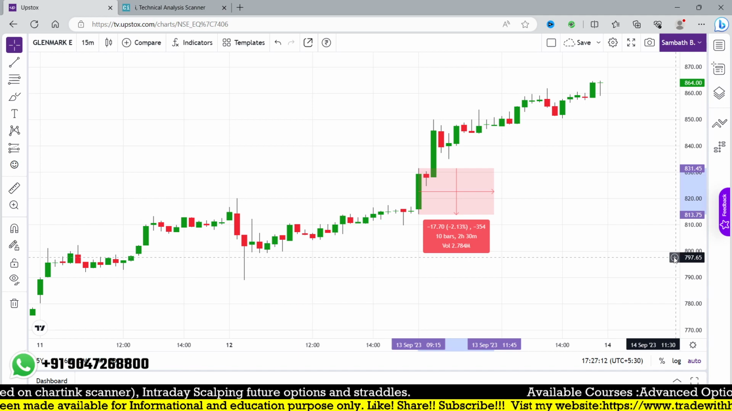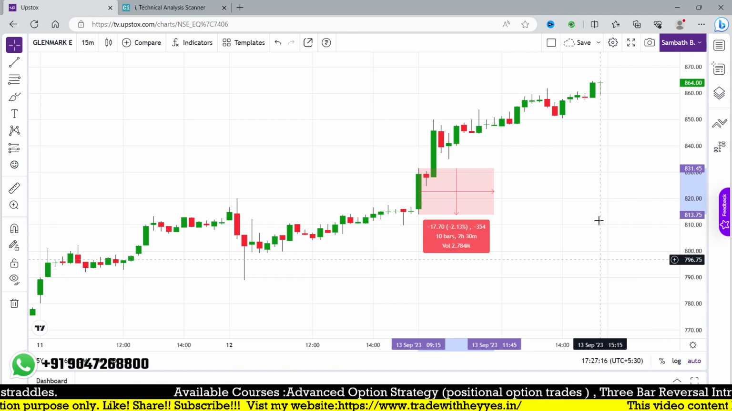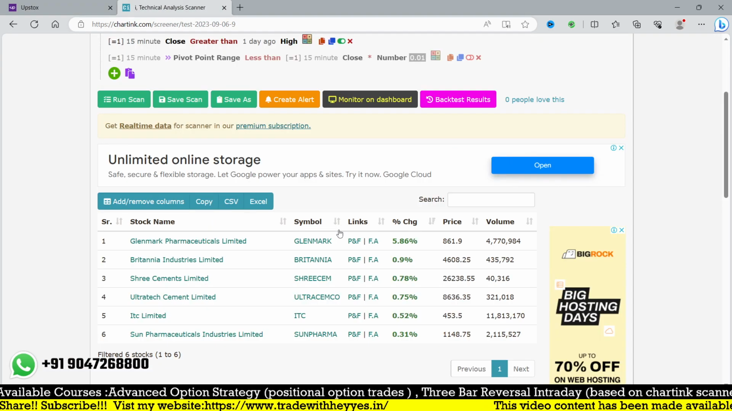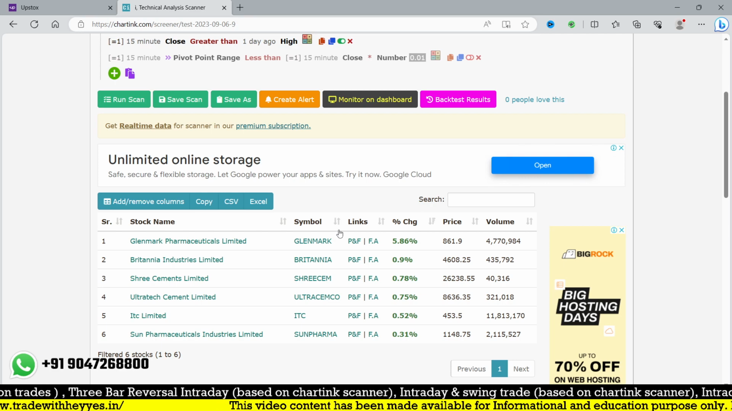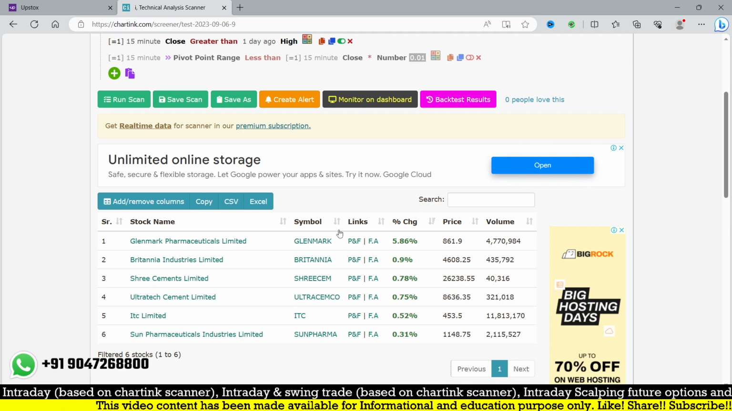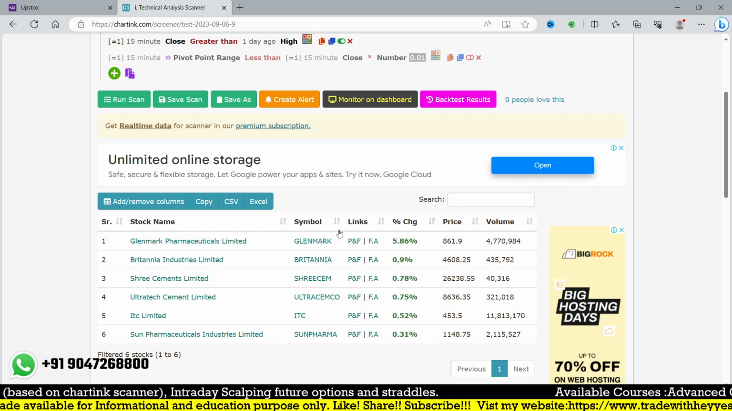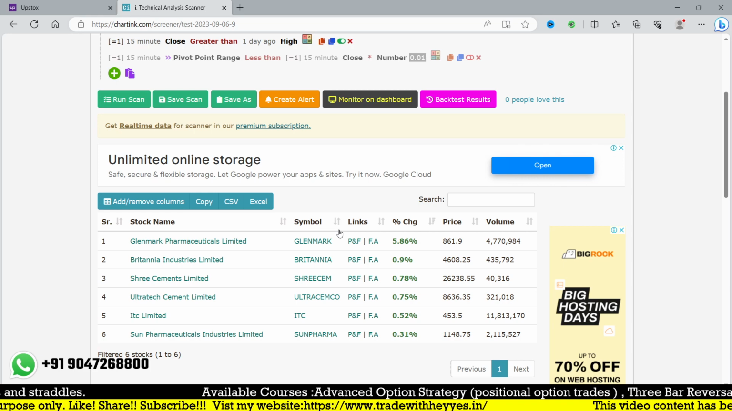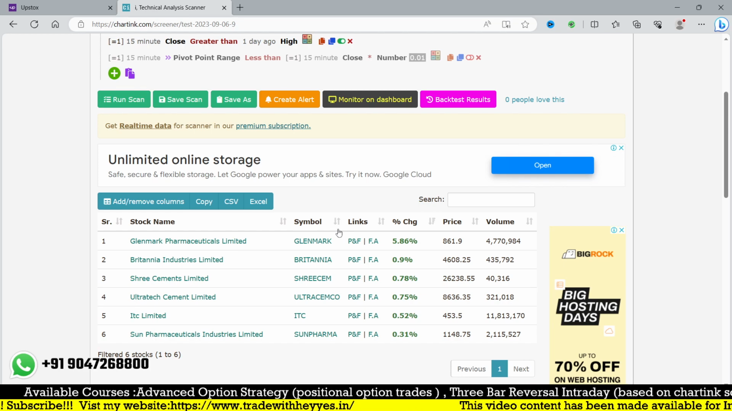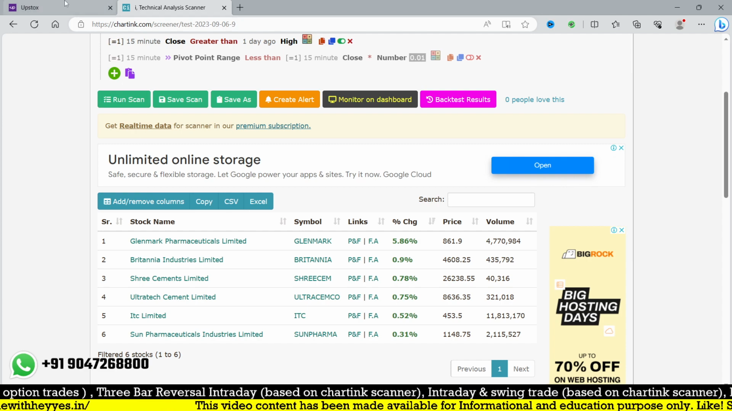With such a scanner, we are finding the breakout stocks. The scanner never repaints, whether a stop loss or a target is hit, so that stock will remain available on the scanner. You can do the backtest and be 100% sure the scanner will never repaint. Some scanners can repaint, but we are not using repaintable conditions here. So Glenmark works well, and Britannia is the second one.